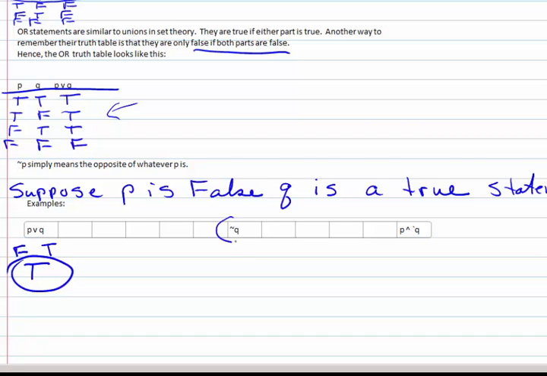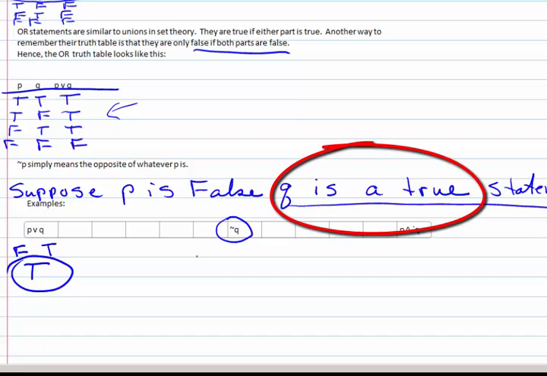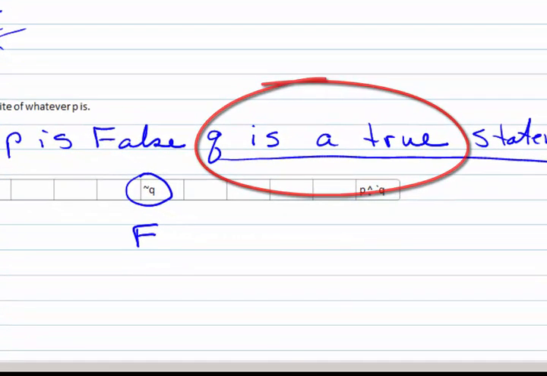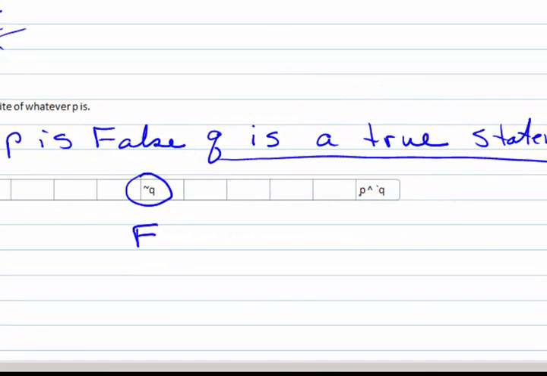Not Q is the opposite of whatever Q is, and in this example we said that Q was a true statement, so not Q would be a false statement. P and not Q, okay, P it tells us is false, so we have a false statement, and not Q, we just said not Q was false. So we have an and statement with false and false, therefore it's going to be false because we said an and statement was false if either piece of it was false.